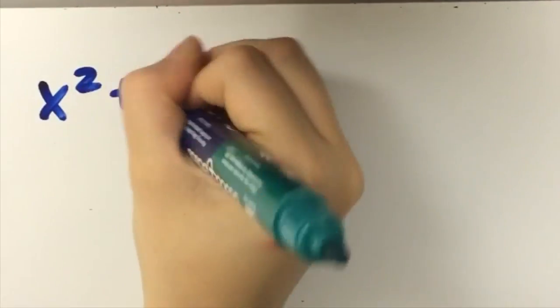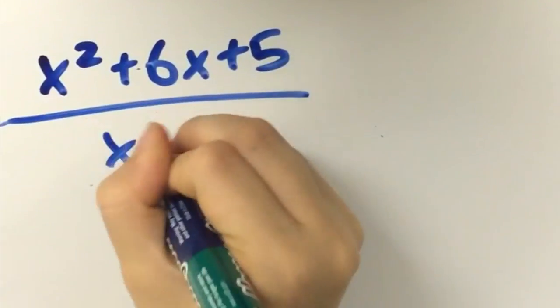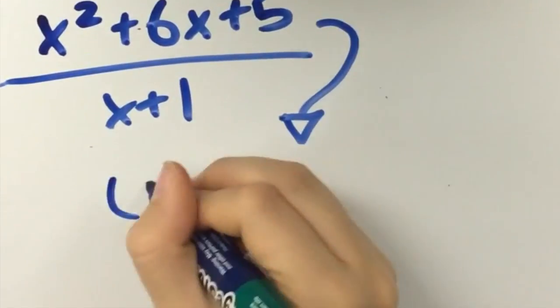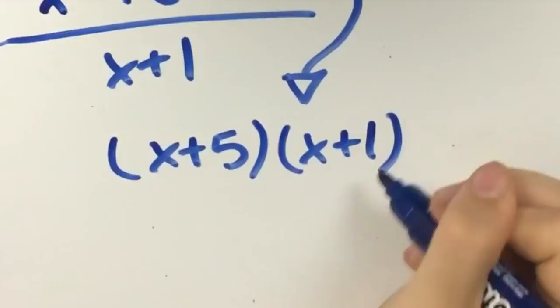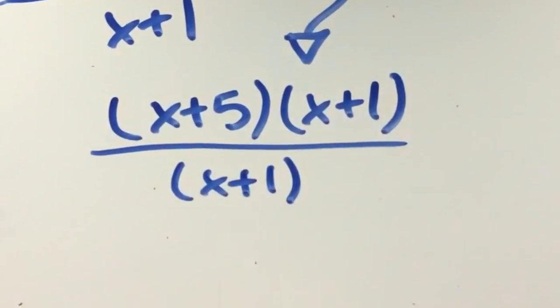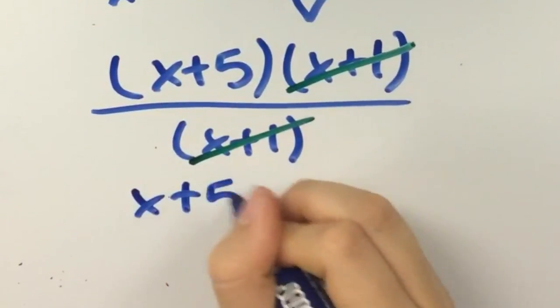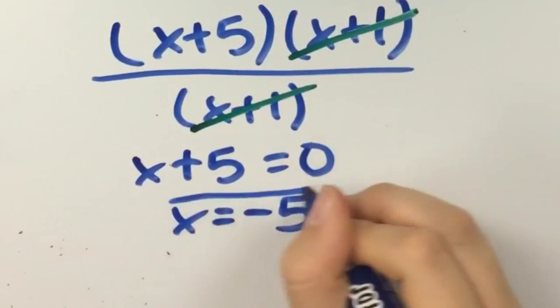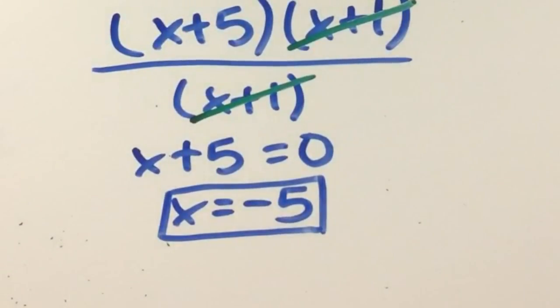To start this problem, begin by factoring the polynomial in the numerator into x plus 5 times x plus 1. Since the factor x plus 1 appears in both the numerator and the denominator, they both cancel out, leaving us with x plus 5. Now set the expression equal to 0, and your final answer is negative 5.